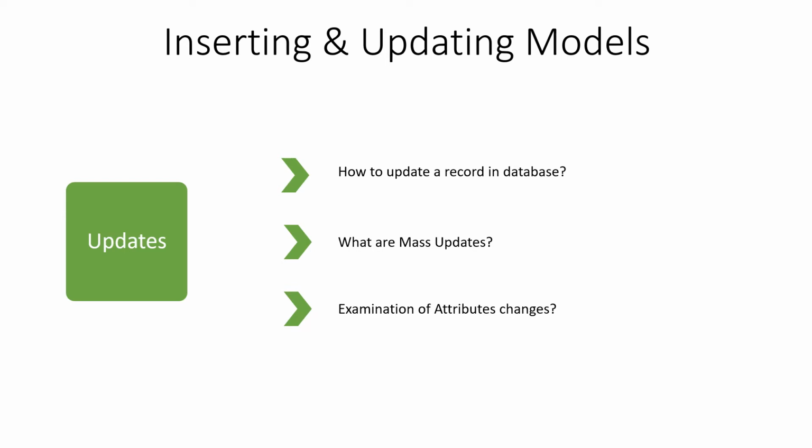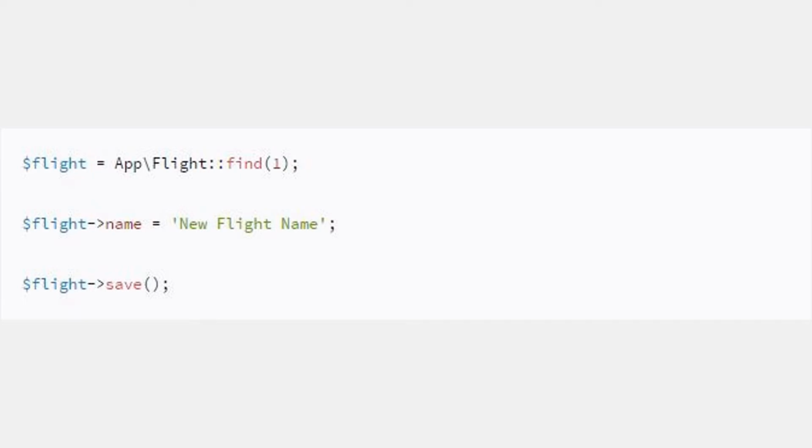So in this topic we cover the 3 questions which are how to update a record in database, what are mass updates, and examination of attribute changes of models. The save method may also be used to update models that already exist in our database. To update a model, you should retrieve it, set any attribute you wish to update, and then call the save method. Again, the updated_at timestamp will automatically be updated. So there is no need to manually set the values.